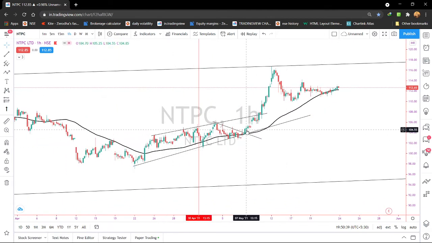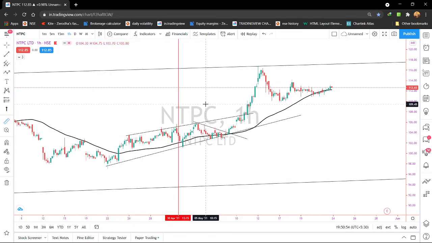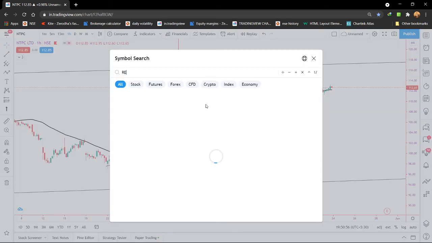Here you can wait for the stock to take support at the 50 moving average and to cross the 50 moving average, either of the two: taking support at the 50 moving average or crossing it. Okay, and this was the time. Another stock I am going to check, REC Ltd.